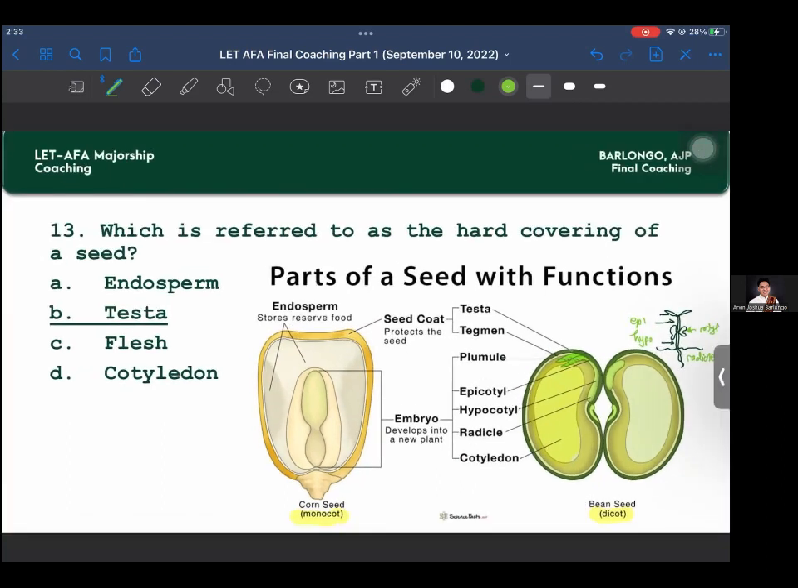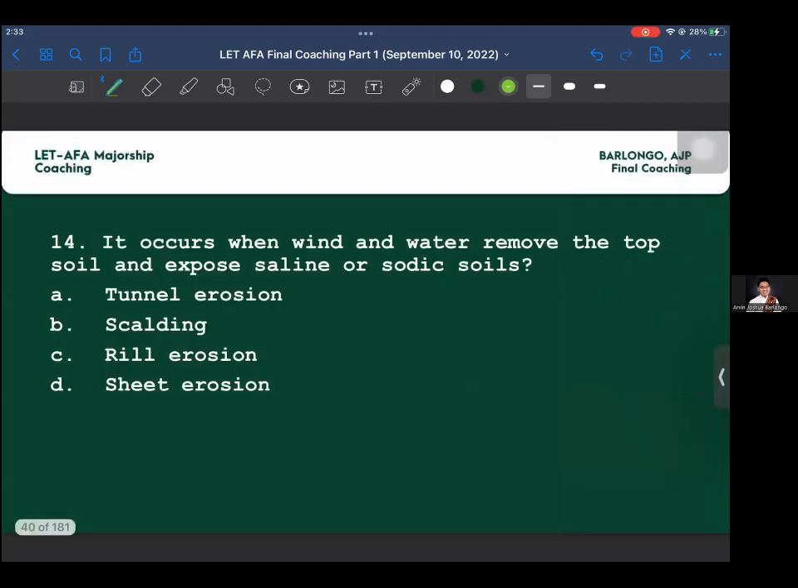Okay. So, next. Number 14. Let's go to soil science. It occurs when wind and water remove the topsoil and expose saline or sodic soils. So, alin? A, tunnel erosion. B, scalding. C, rill erosion. Or letter D, sheet erosion.